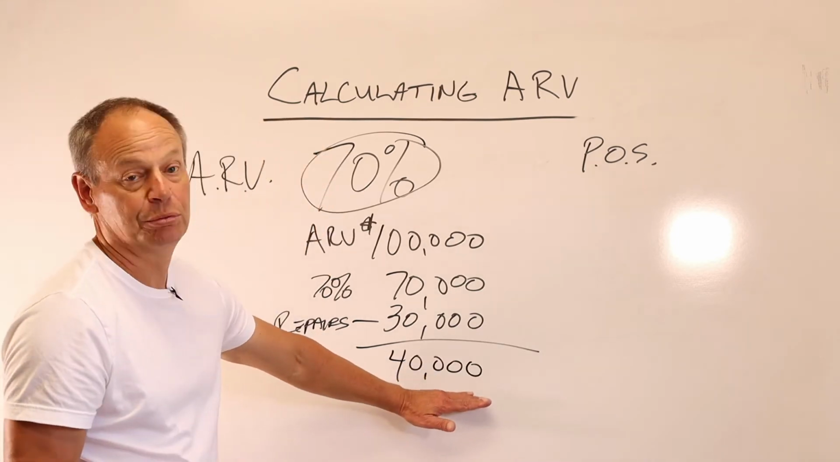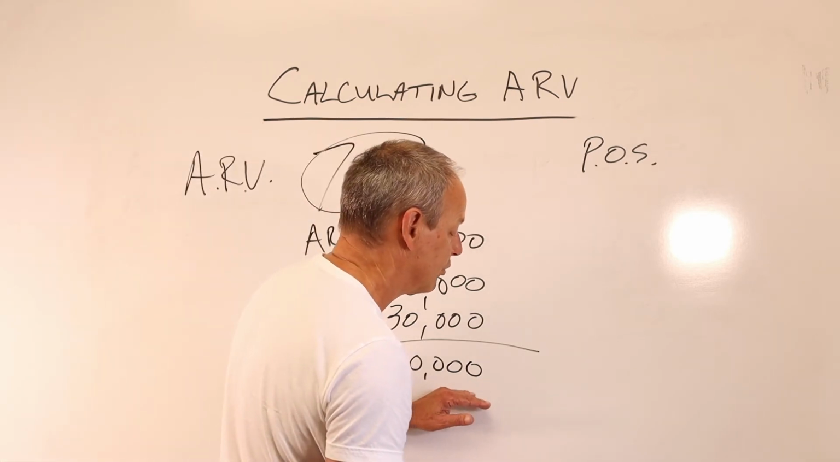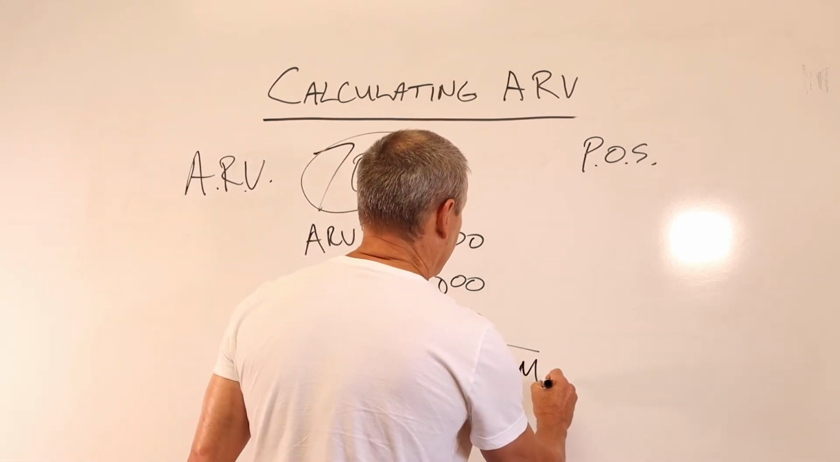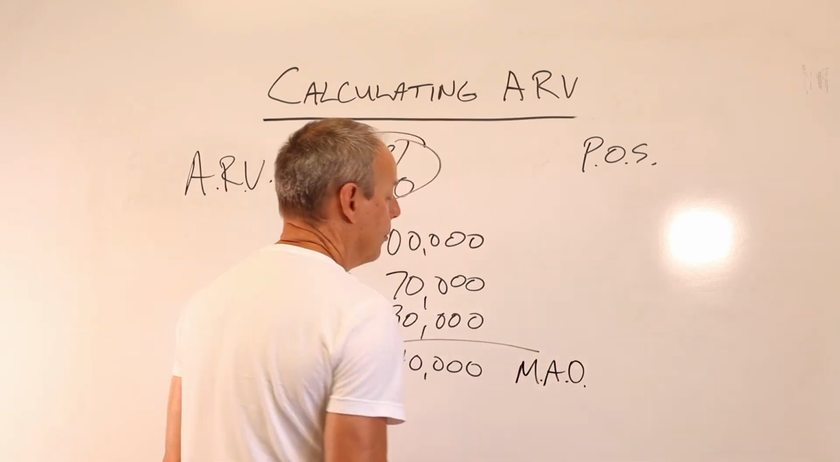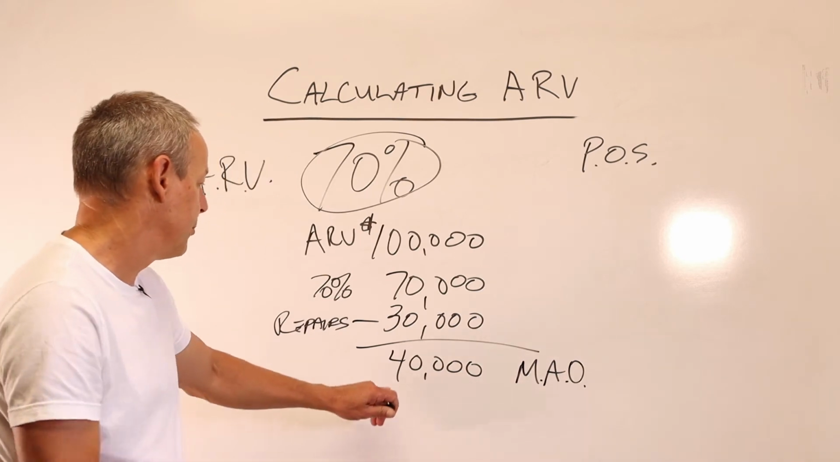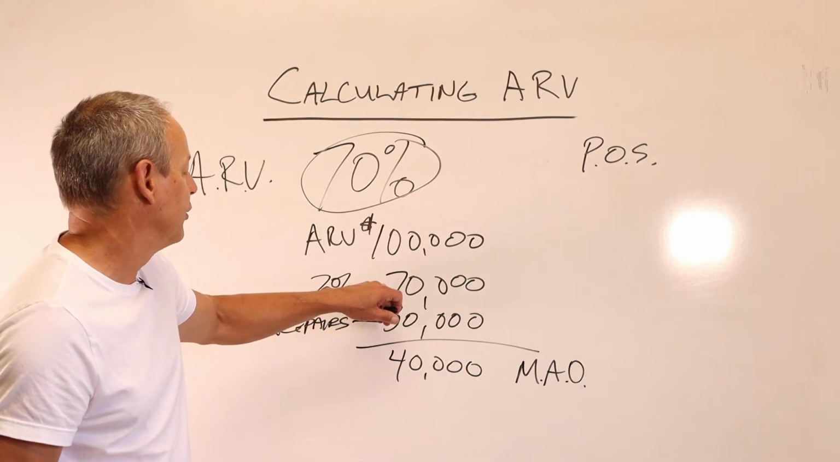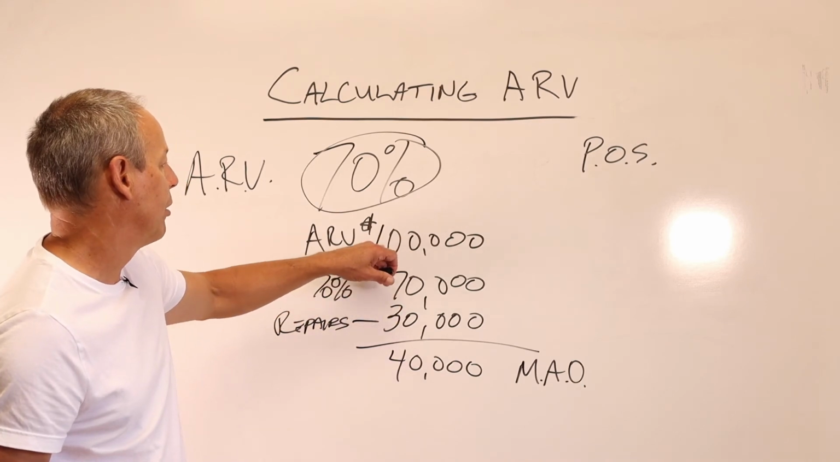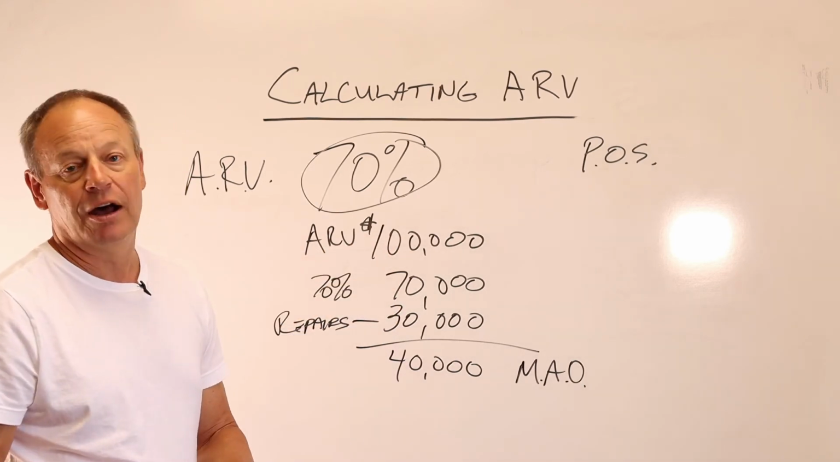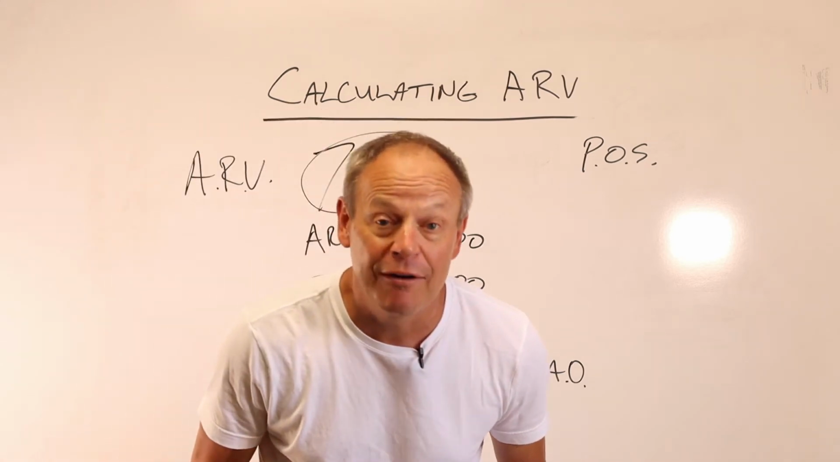Now this number is what you're going to offer on the property. All right, so that $40,000 is called our MAO, or maximum allowable offer. That's an important number to know because that's what you're going to be spending. So we want to make sure that we've got $30,000 in here to cover our other costs, and we want to make sure that that's also there for our profit, right?